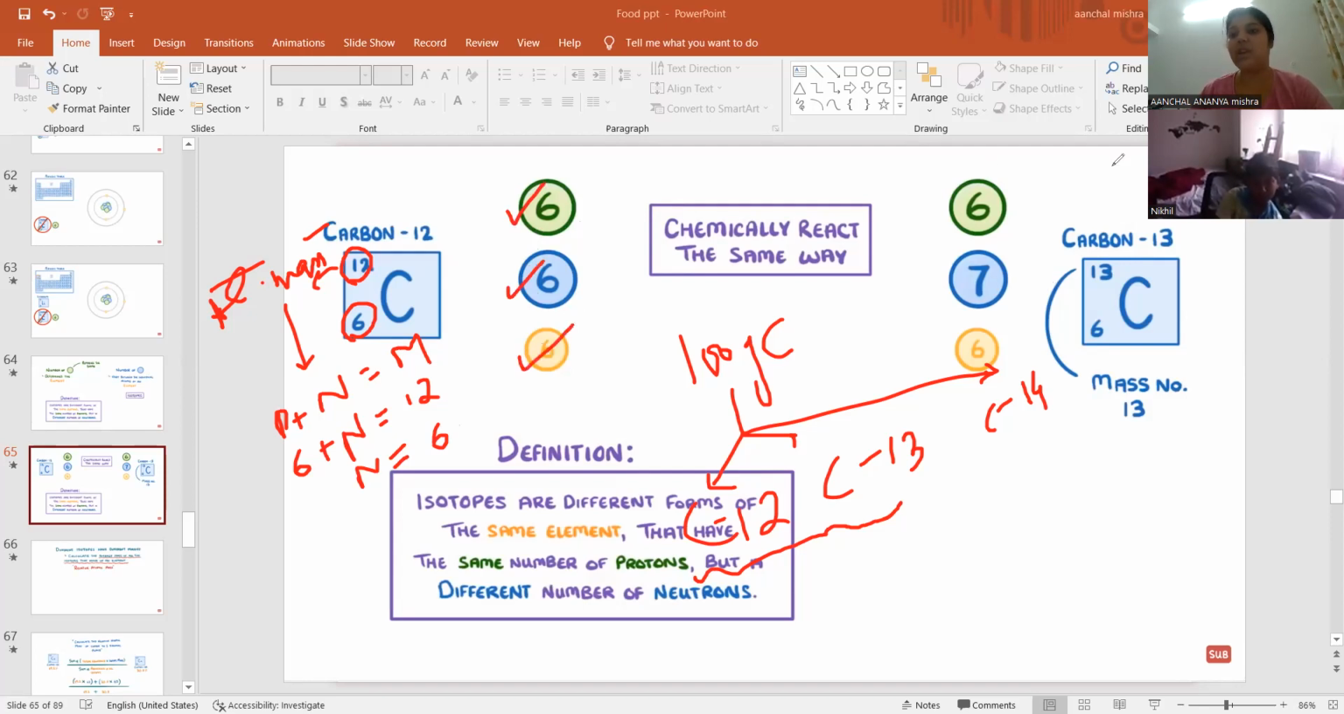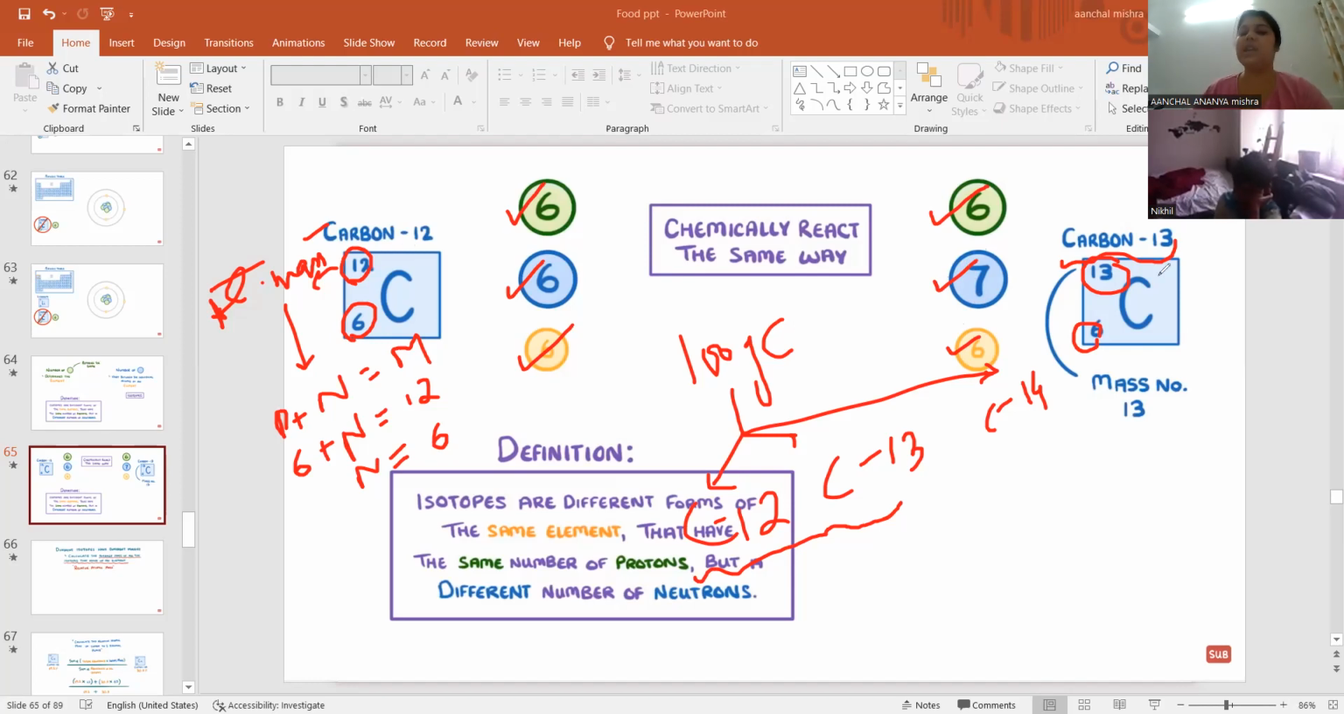On the other hand, if we just see this carbon 13, this is a carbon 13 isotope of carbon element. So here the mass number is 13. What will happen now? The proton will remain same because the atomic number is still same here. It is 6 only. Since the atomic number and the number of proton is same, we will have the electron also same. It will be 6. But the neutron increases by 1. So here we have 7 neutrons. So this is the only difference between carbon 12 and carbon 13 isotopes.